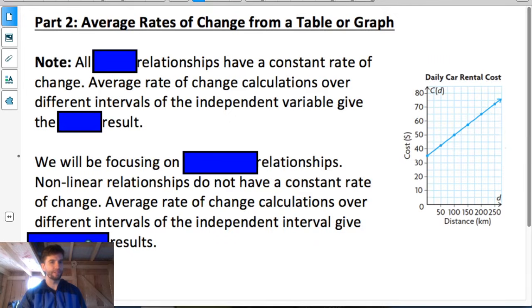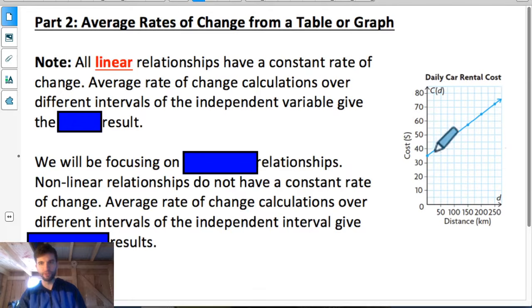Last little page of definitions before we actually do an example. I have a graph here of a linear relationship. When you were introduced to rates of change back in grade 9, you were always working with linear relationships. So the first blank here is linear.